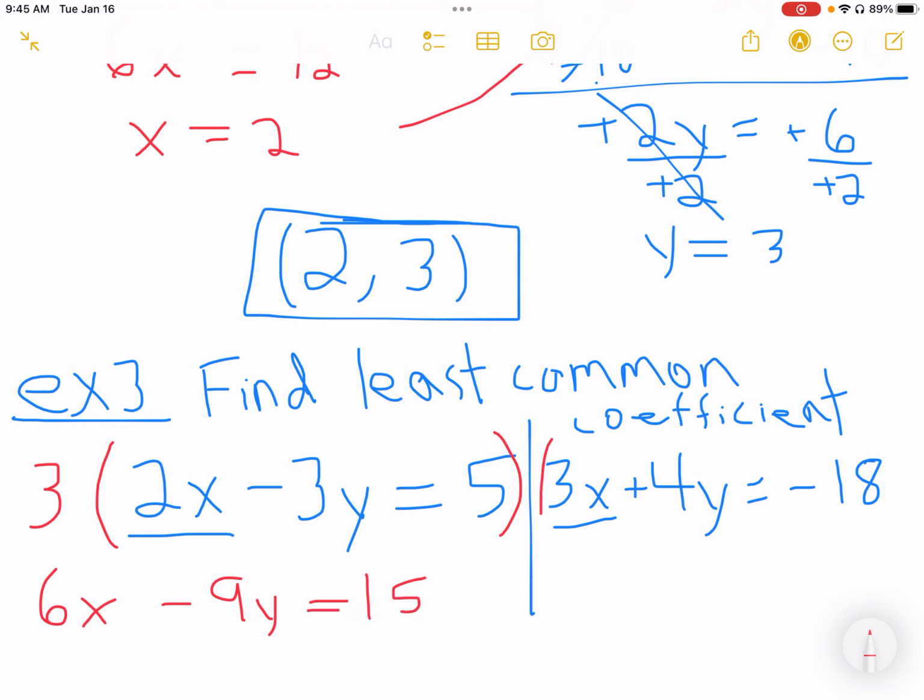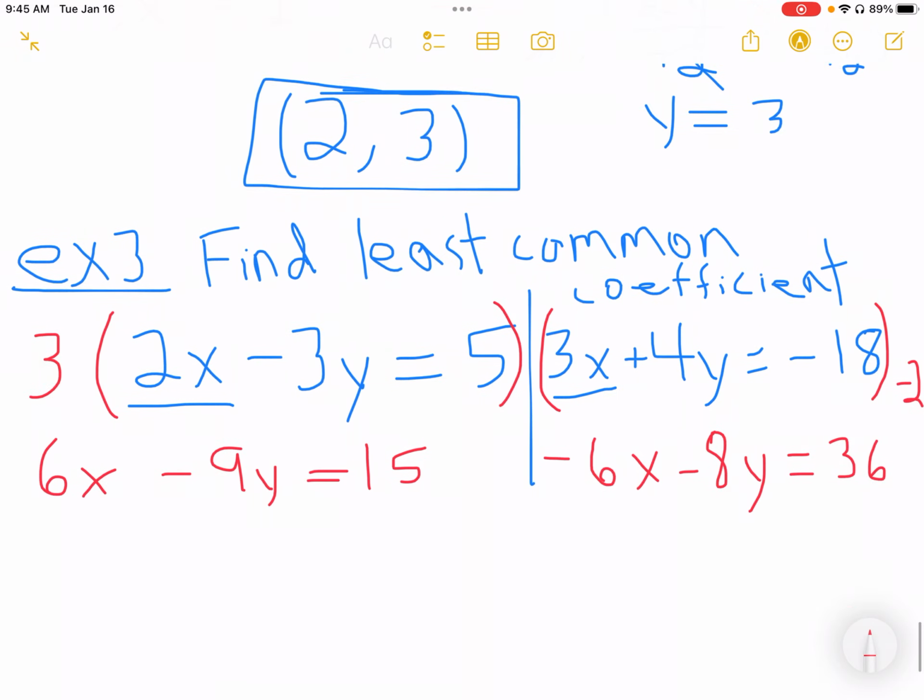Now for this one over here, I'd only need to multiply by 2. But if I multiplied it by only 2, then I'd have 6x. I wouldn't have the opposite of 6x, which would be minus 6x. So I'm going to multiply it by minus 2. This minus 2 got a little squished there. But that means I have minus 6x, then I have minus 8y, and it means I have positive 36.